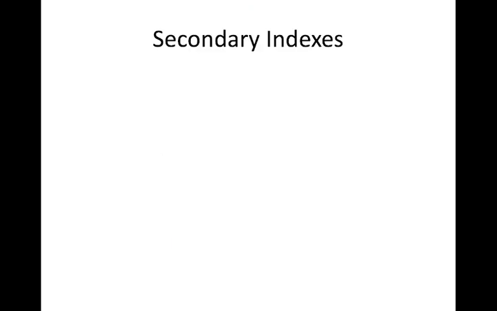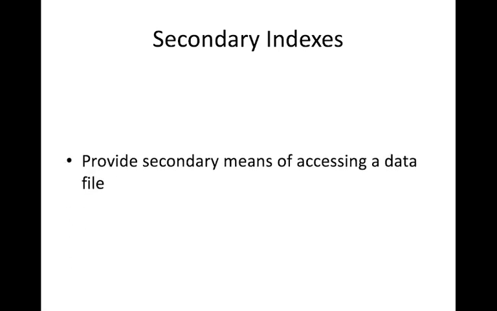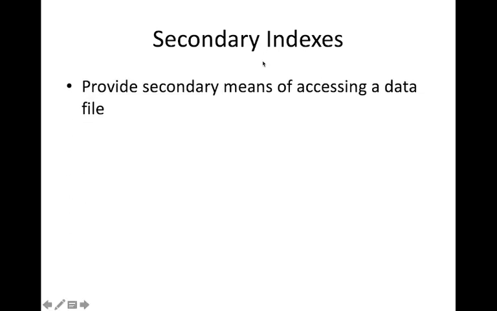Then the third type is known as a secondary index. It provides a secondary means of accessing data. So it means where a primary access already exists, we can have a secondary key also. That is, we have already ordered the data file based on some primary indexing, based on some primary key. Now we can provide a secondary key.